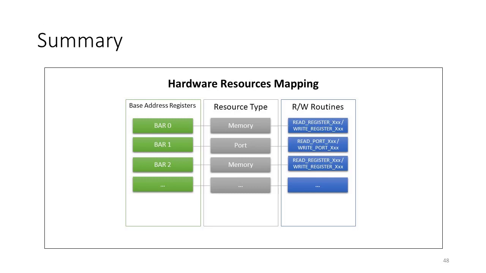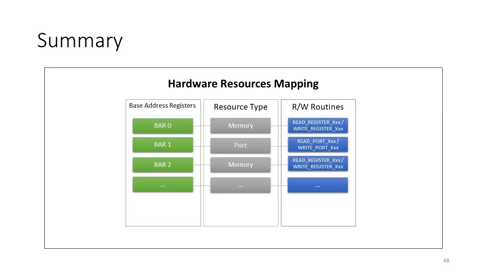Summary. To perform the hardware resource mapping, the developer needs to obtain the base address registers of the target hardware device. For example, a hardware device may have multiple base address registers like bar 0, bar 1, bar 2, and so on. Every base address register has a corresponding resource type. For example, a bar may have a memory type, a port type, an interrupt type, and so on.